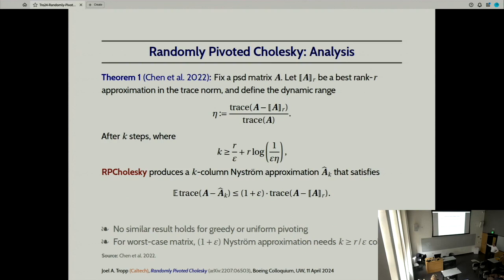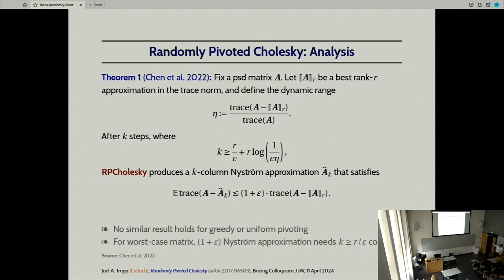So we're going to let [A]_R be a best rank R approximation of A in the trace norm. Okay, and we're going to compare our error from this algorithm with the optimal error. And so our goal is to get within a 1 plus epsilon factor of optimal, but we're allowed to use more columns than the optimal rank we're comparing with. Okay, so K certainly couldn't be smaller, but our hope is that it's not going to be a lot bigger.